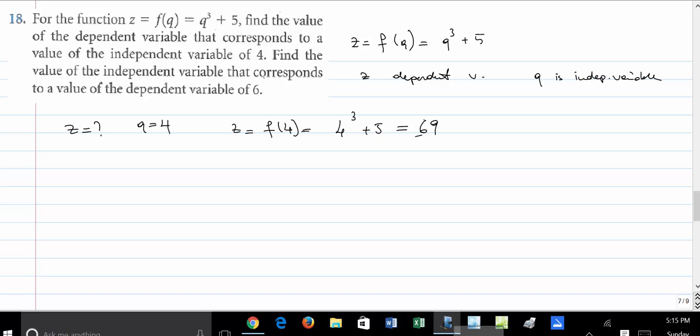And next, the rest of the question is here. Find the value of the independent variable that corresponds to the value of the dependent variable z is 6. So q cubed plus 5 is equal to 6. q cubed is equal to 1. q is the cube root, so I'm going to take the cube root of 1. So q is equal to 1. So the value of q that corresponds to 6 is 1. That means f of 1 is 6.